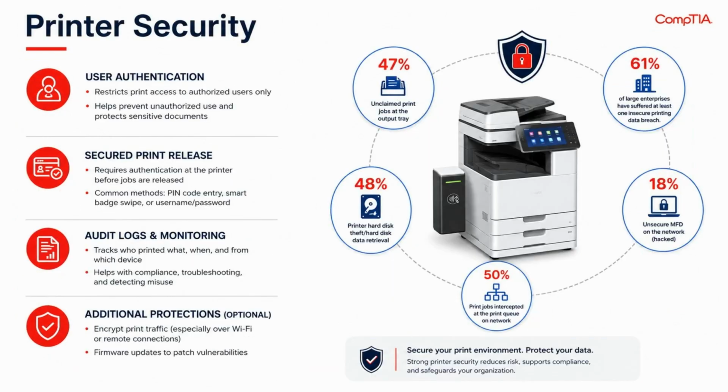Printer security relies on a few layers. User authentication restricts print access to authorized users only, protecting sensitive documents. Secured print release requires authentication right at the printer before a job is released. Common methods include a PIN code, a smart badge swipe, or a username and password. Audit logs and monitoring track who printed what, when, and from where. Additional protections include encrypting print traffic, especially over Wi-Fi, and staying current on firmware to patch vulnerabilities.